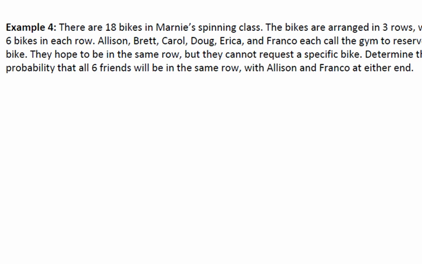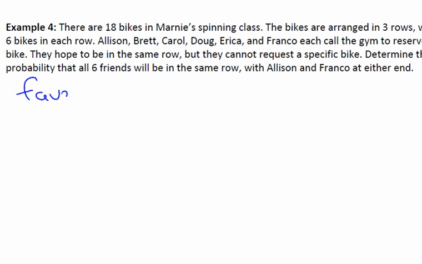So let's look at example 4. There are 18 bikes in Marnie's spinning class. The bikes are arranged in 3 rows with 6 bikes in each row. Allison, Brett, Carol, Doug, Erica, and Franco each call the gym to reserve a bike. They hope to be in the same row, but they cannot request a specific bike. Determine the probability that all 6 friends will be in the same row with Allison and Franco at either end. This is really specific, isn't it?